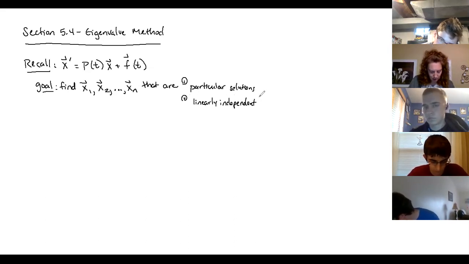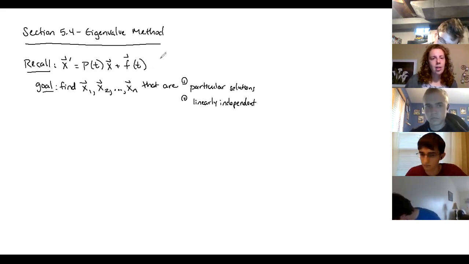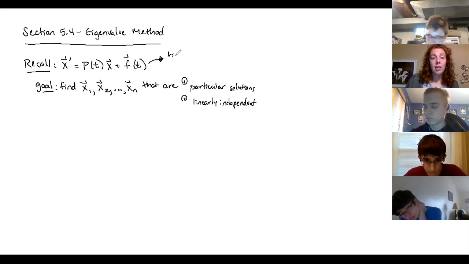That's the magic that we haven't been able to do up to this point. That is what we are looking to do in this section: find these vectors x1, x2, xn that are particular solutions and linearly independent. And I should also say, remember we are working with a homogeneous case.